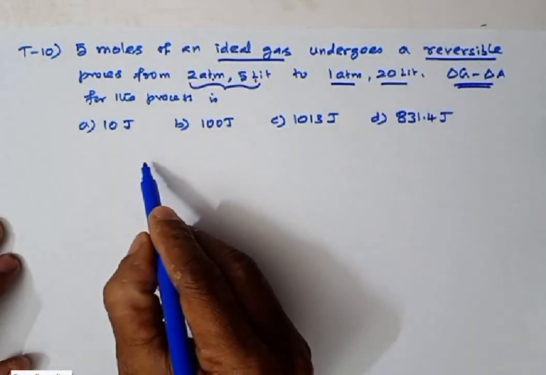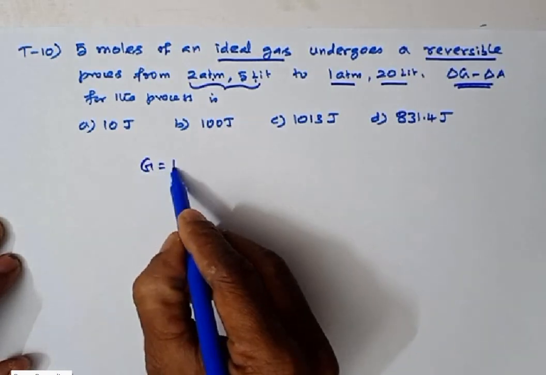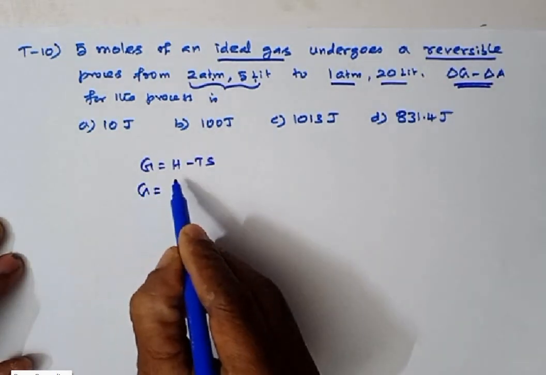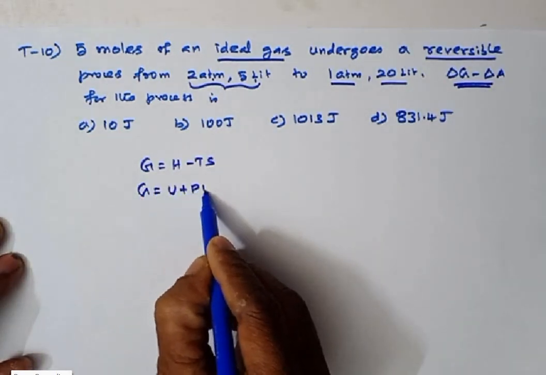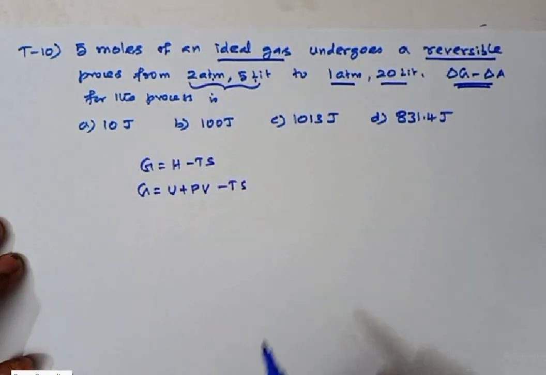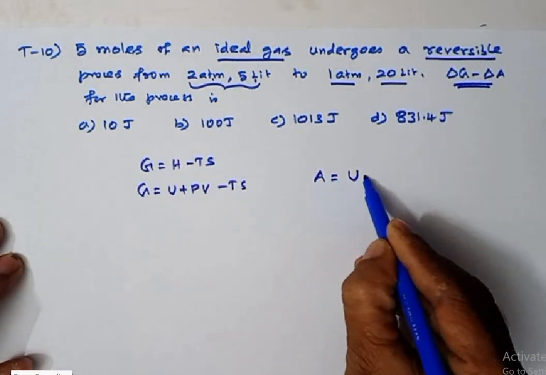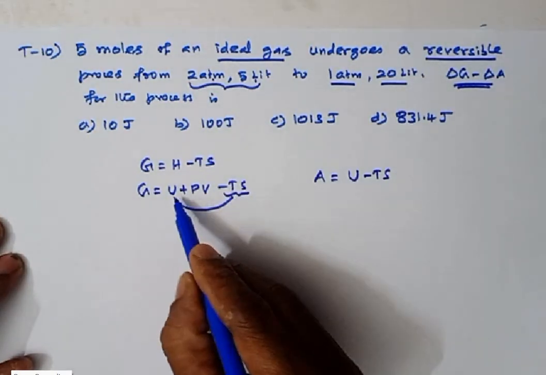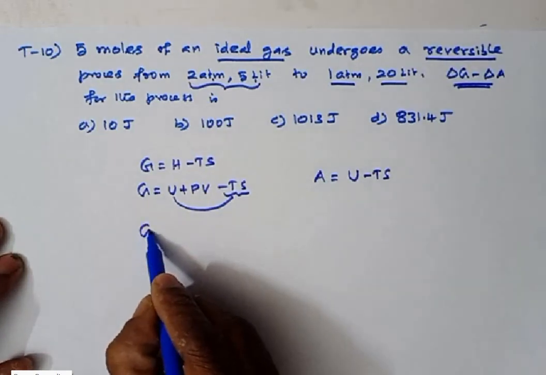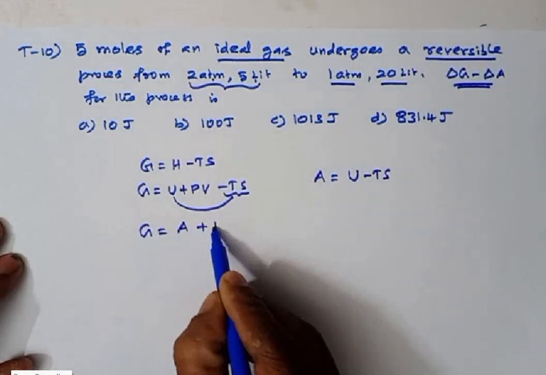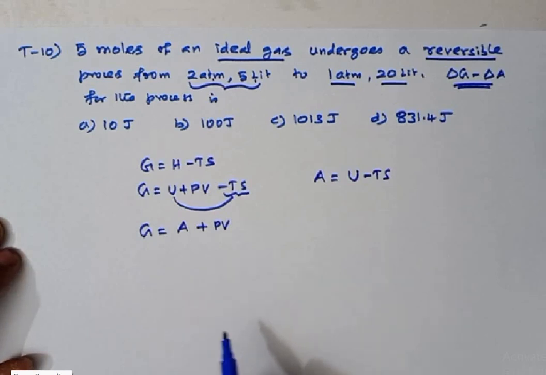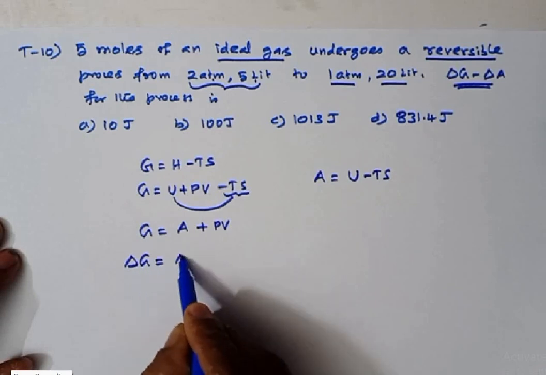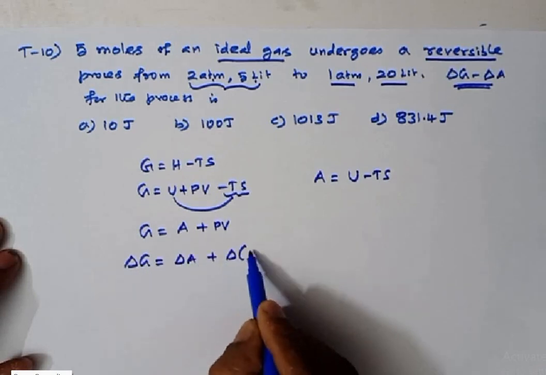Yes, you know very well. G is equal to H minus TS. H is nothing but U plus PV, so G is equal to U plus PV minus TS. And we also know that A is equal to U minus TS. So, here we have U, here we have TS. So, U minus TS is A. Therefore, I can write this as G is equal to A plus PV. Therefore, change in free energy delta G equal to delta A plus delta of PV.